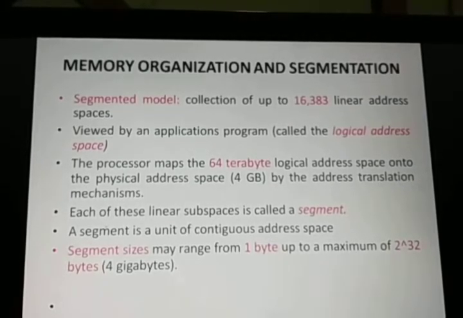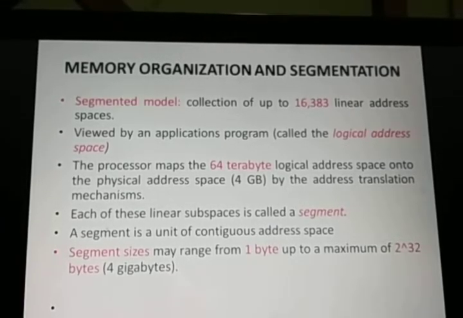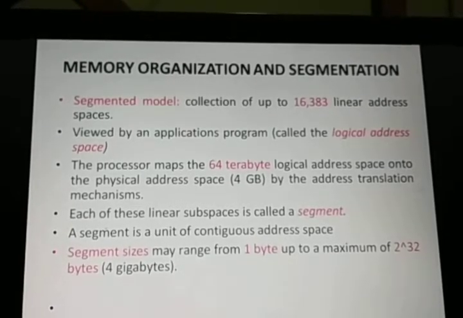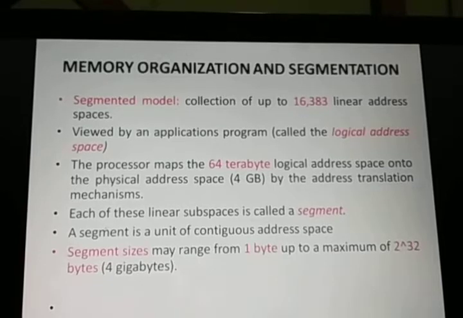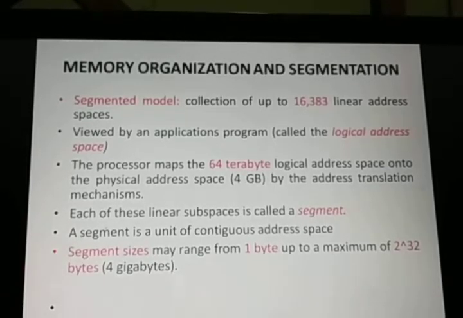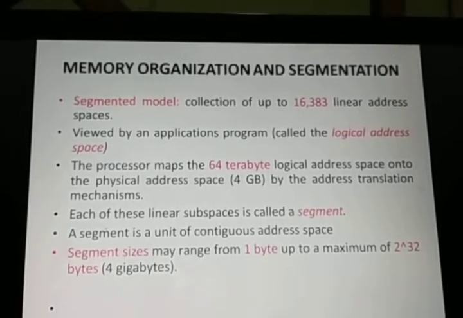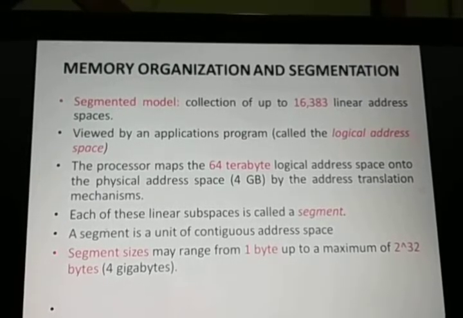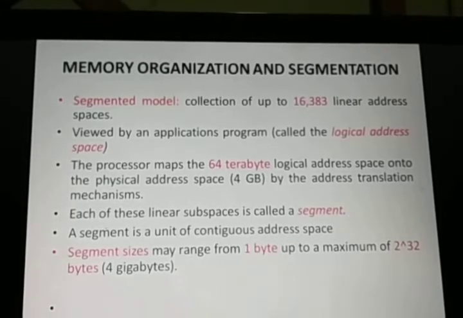In the address translation mechanism, you will perform two mechanisms, segmentation and paging, which we discussed earlier in the starting of this lecture. Each of these linear subspaces is called a segment. A segment is a unit of contiguous address space. Segment size may range from 1 byte up to a maximum of 2^32 bytes. What does that mean? Here the total number of segments can be 16,383, your logical address space is 64 terabytes and the physical address space is 4 gigabytes. That's why you have to perform the mapping from logical to physical.